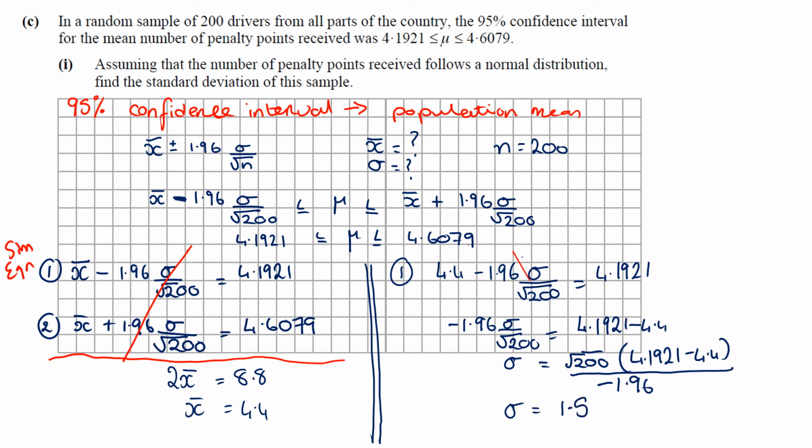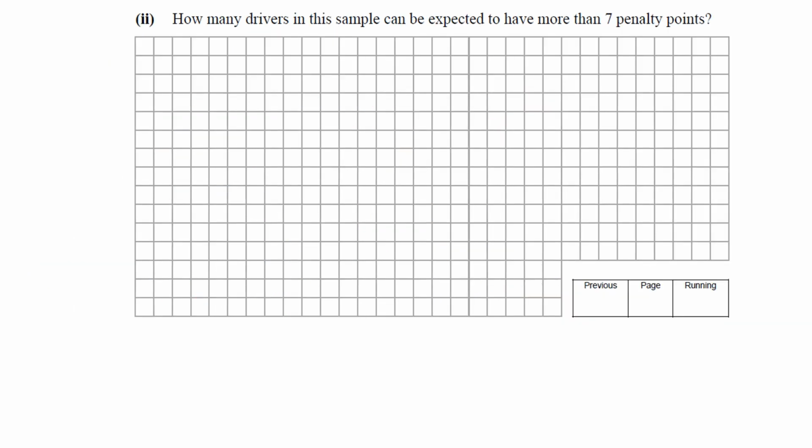So really interesting question here that has given us the confidence interval and we're working back. You think, well, they've actually given us no information, but it's this idea of being able to use simultaneous equations to work them out. So actually a really, really interesting question.